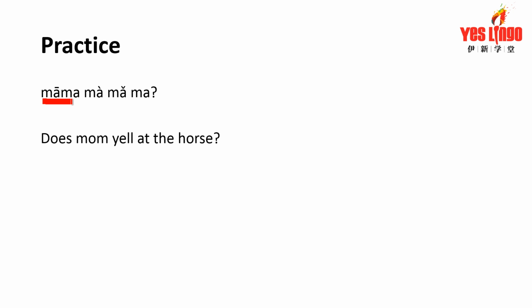So, mama is mom. And you can see that it's first tone followed by neutral tone. So we don't say mama with a full second tone, we say it with a softer, unstressed second syllable because it's neutral. Ma means to yell at. Ma, we should already know by now, means horse. And the ma is an interrogative particle, meaning it turns the entire sentence into a question. So, mama, ma, mama, basically means, does mom yell at the horse?